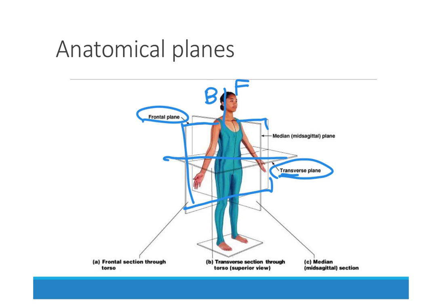And then the last one is if you're going to divide the body into right and left sides, and so that can be called a median plane or a sagittal plane, or if it's exactly in the middle, a mid-sagittal plane. That one there's not an easy way to remember, but anything with sagittal or median is going to be right and left sides.